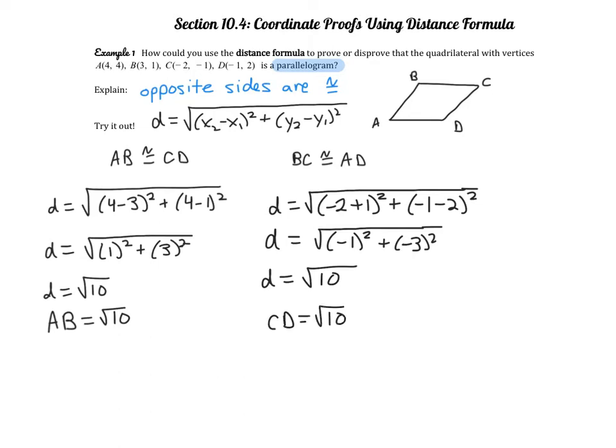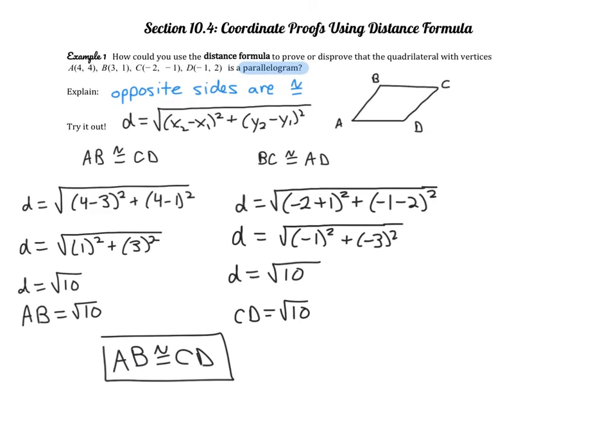So since the lengths of AB and CD are both square root of 10, we know that AB is congruent to CD. However, for it to be a parallelogram, we do need to prove that both pairs of opposite sides are congruent. So why don't you take a moment, pause the video, and see if you can prove this next statement, that BC is congruent to AD. So again, this is what we've done so far. See if you can prove the rest. And we'll check our answers in just a few seconds.